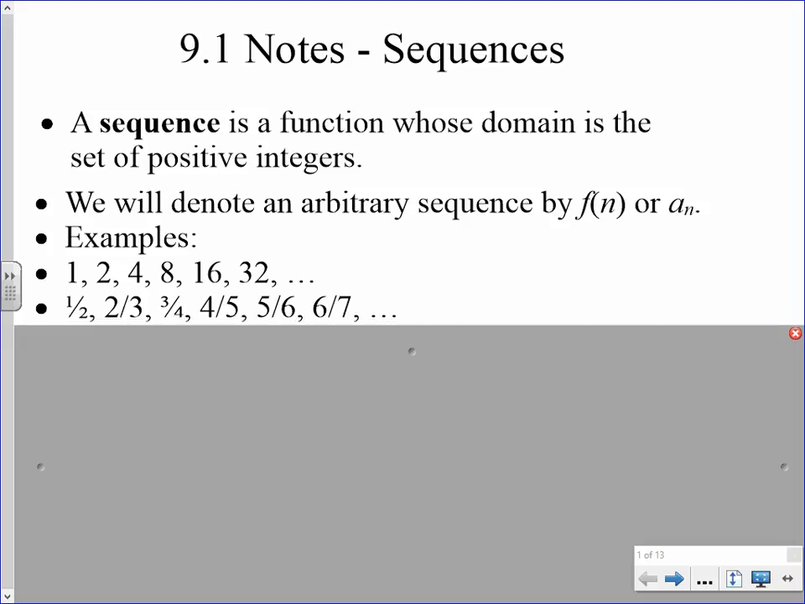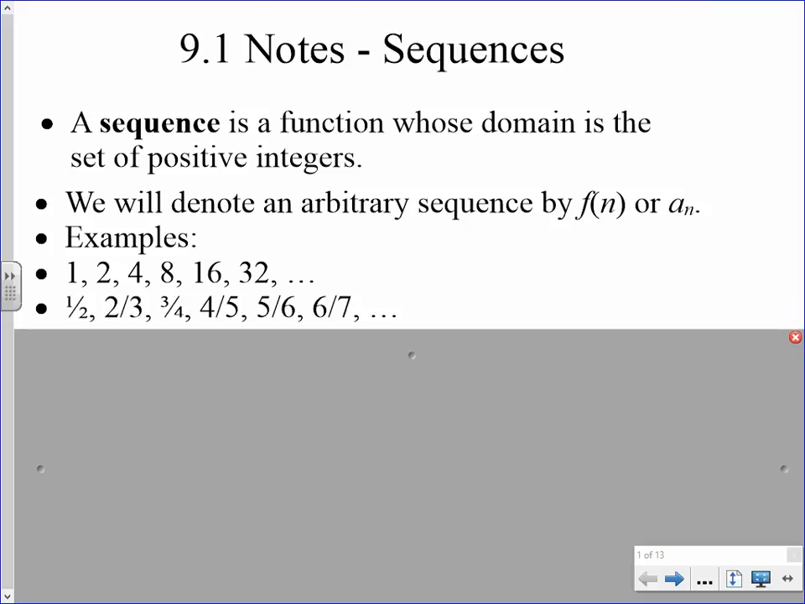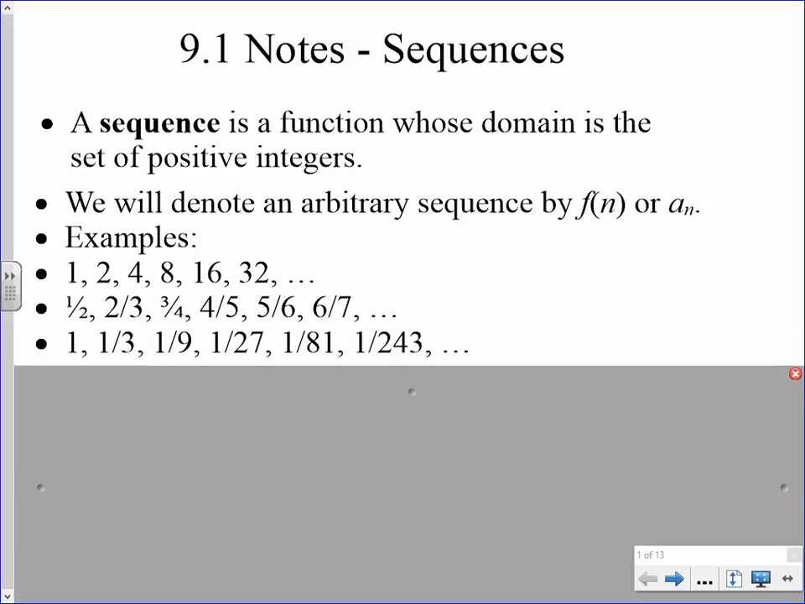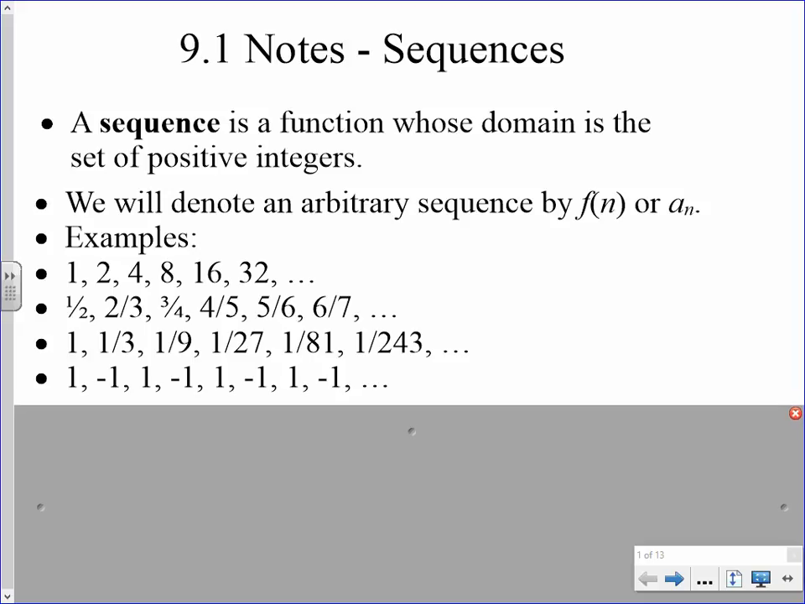Here is a sequence: 1/2, 2/3, 3/4, 4/5, 5/6, 6/7. Here's another geometric series where everything's getting multiplied by 1/3 from term to term. Okay. This is actually a sequence: 1, -1, 1, -1. Okay, it's just alternating between 1 and -1.